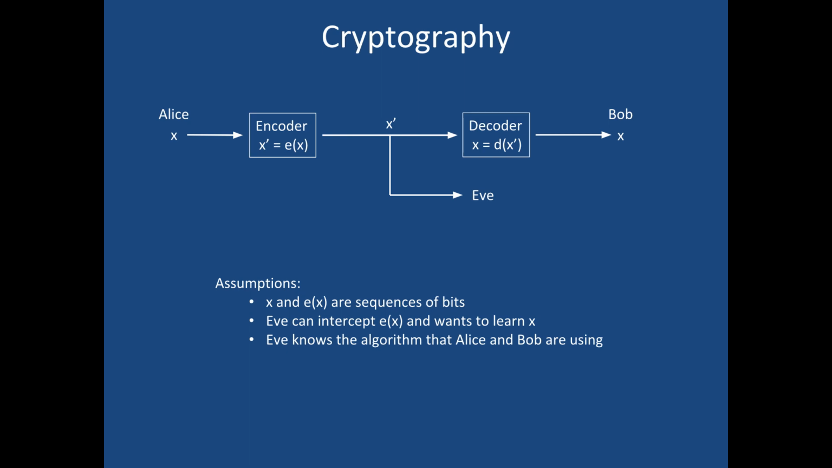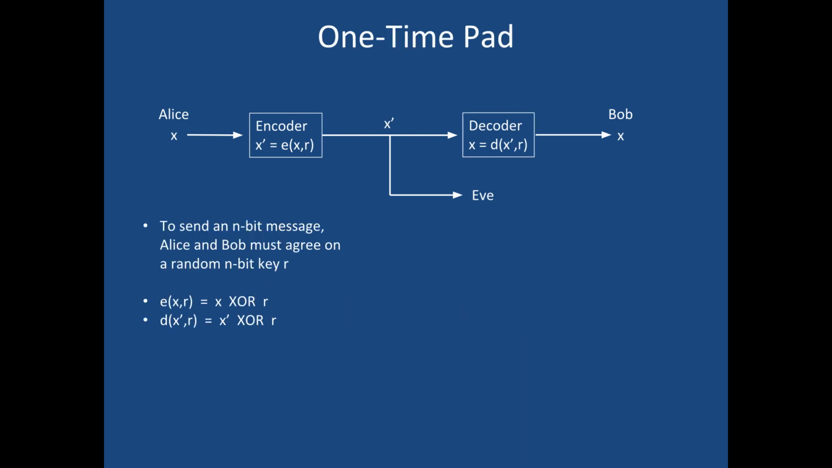We always assume that there's someone in the middle we call Eve, because Eve is an eavesdropper, and we assume Eve has access to X prime. Furthermore, we assume that Eve knows the algorithm that Alice and Bob are using. Clearly, if she knows the algorithm, she could just run D herself and decrypt it. So we need to make it easy for Alice and Bob to communicate, but hard for Eve to break the code. Here is an absolutely secure method of encryption. It's perfect, cannot be broken, and is not used in practice. Let's see why.